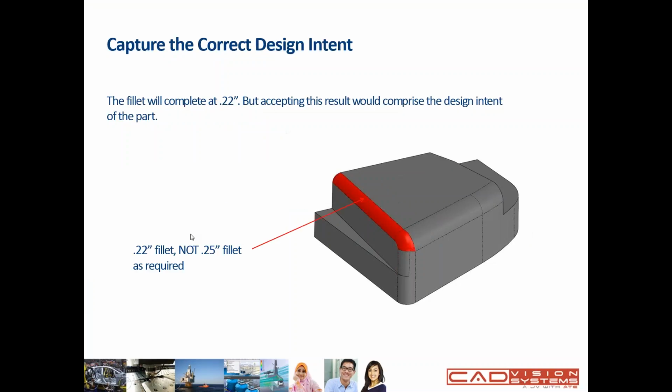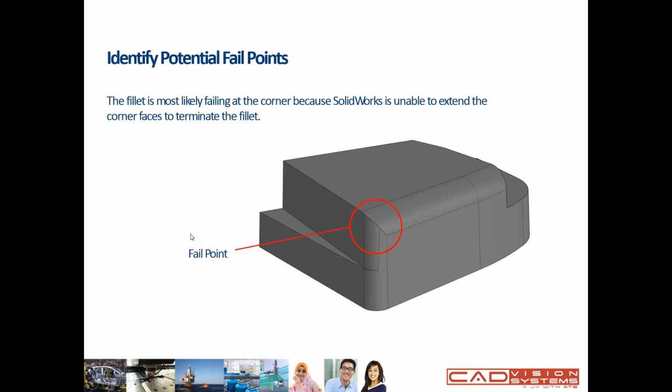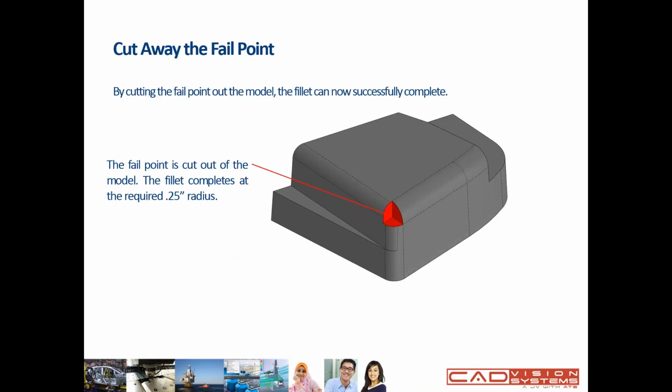You can see the first step we're going to do. We need to identify the potential failing points. Looking at this picture, the most likely failing points are the corner points that we highlighted in red circles. This is the most likely failing corner because SolidWorks is unable to extend the 0.25 fillet to this corner due to the very complicated geometry. So what we're going to do? We know that is the failing point, so we should remove it.